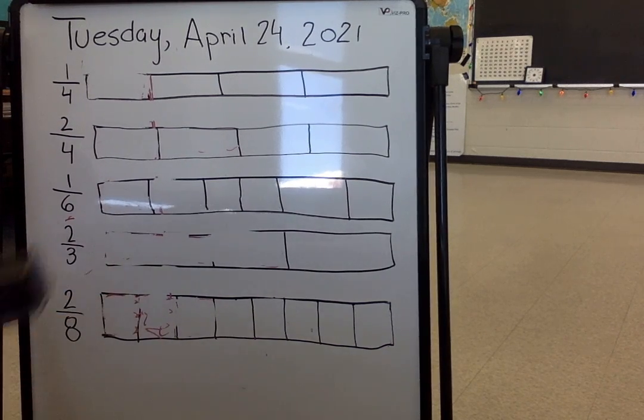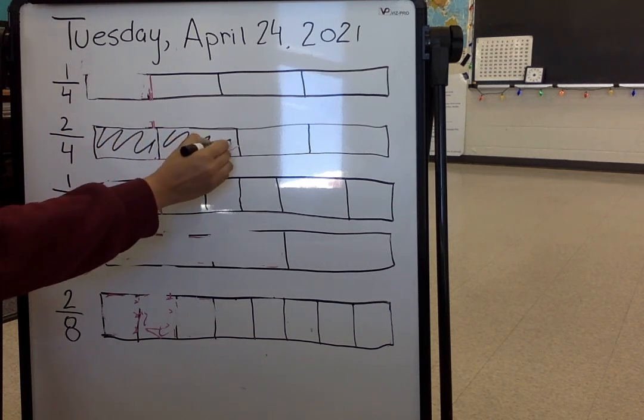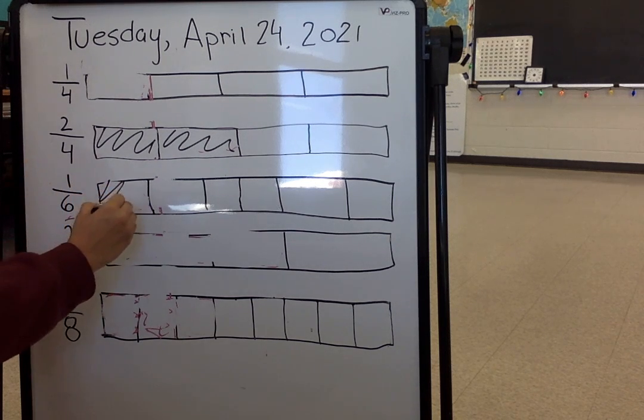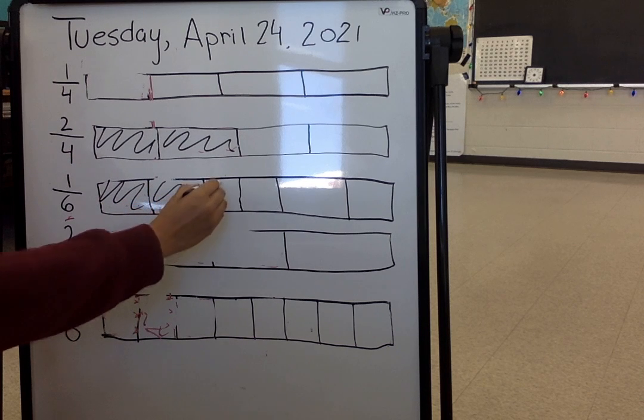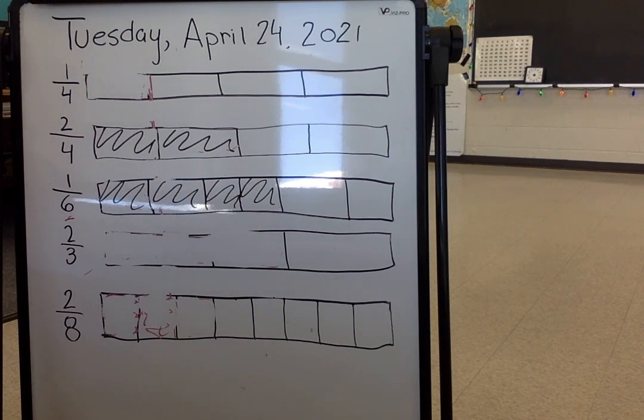So let's do 2 over 4. Let's do first 2 over 4. Which means 2 parts are shaded out of 4, right? And then we have 4 over 6. So we have 1, 2, 3, and 4. 2 over 4 and 4 over 6.